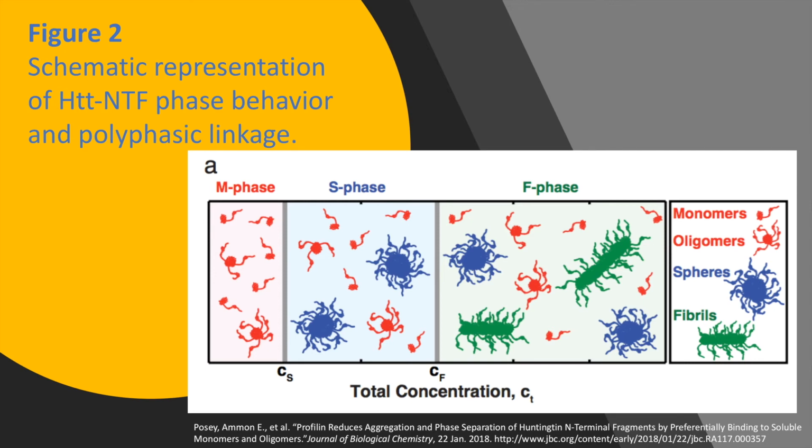Along the horizontal axis, gray lines labeled CS and CF indicate the phase boundaries relative to the total concentration of monomer equivalent aggregates. For example, when aggregates present in the S phase reaches the concentration of CF, aggregates of the F phase begin to form.